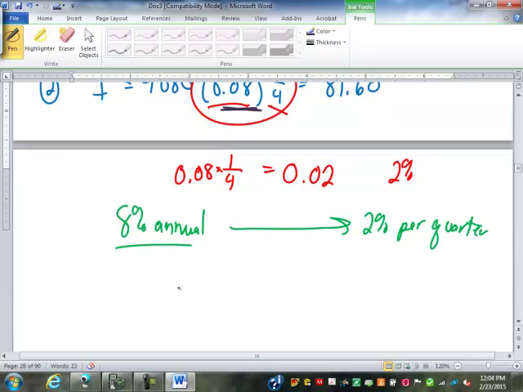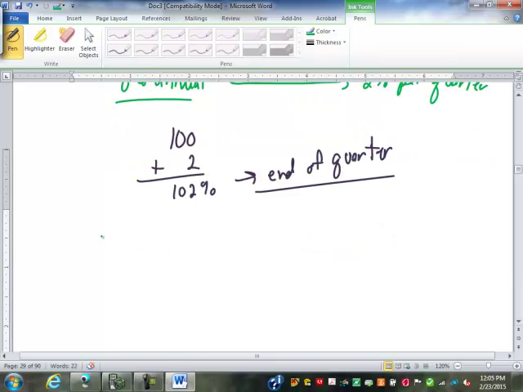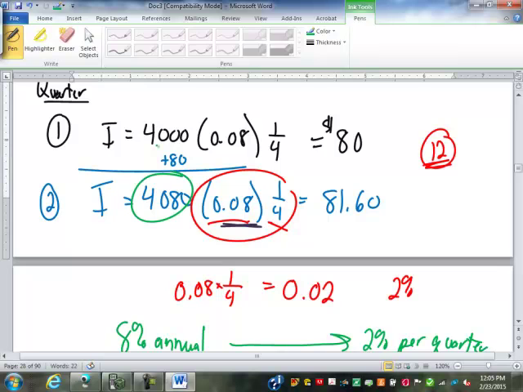Now, we also talked about the whole idea that, if we're doing an increase like that, it's 100% plus the percent being added. So 100 plus 2% is 102%. So at the end of each quarter, you have 102% of what you started with. So now we take a look at it from that angle. Start out with 4,000 times 102%, which is 1.02 as a decimal, as a rate. Gives us 4,080. That's exactly where we ended up here after the first quarter.